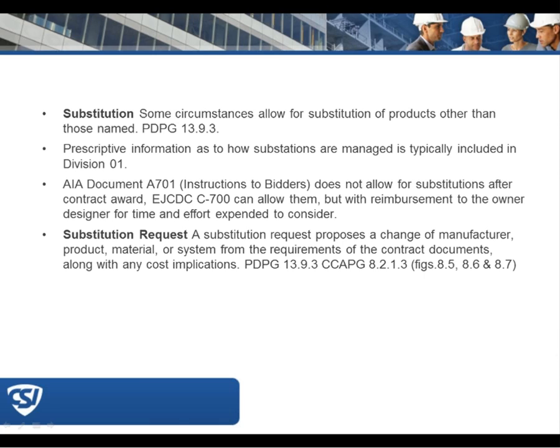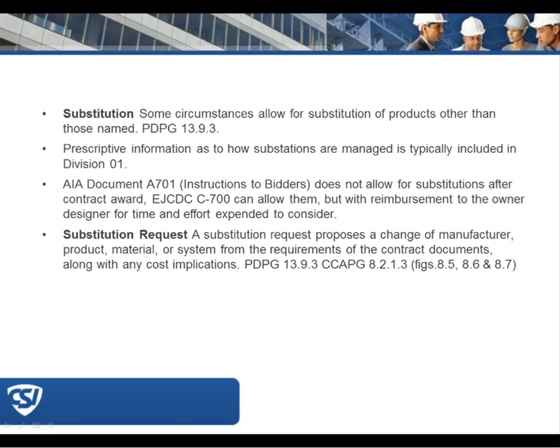Yeah, my experience is almost entirely with EJCDC documents, and in the current edition of C700, substitutions and or equals are addressed in paragraph 6.05. So it's a little more comprehensive than AIA in certain ways on this topic, just because it specifically addresses or equals. And of course, one of the differences between EJCDC and AIA is that EJCDC does explicitly allow substitution requests after the effective date of the agreement.